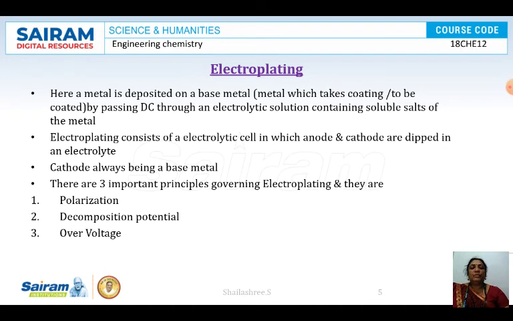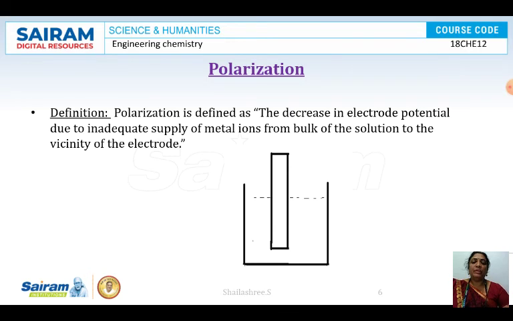As the process of electroplating is electrolysis, there are 3 important factors which govern the rate of electroplating. Let us see which are they: polarization, decomposition potential, and overvoltage. Let us see what these factors are one by one. Polarization. What is this polarization? Polarization is defined as the decrease in the electrode potential due to the inadequate supply of metal ions from the bulk of the solution towards the surface of the electrode.